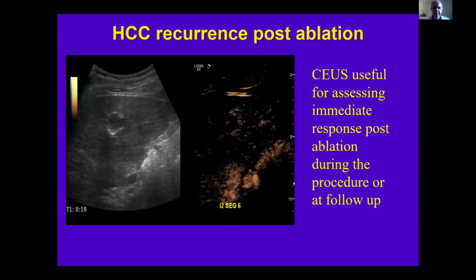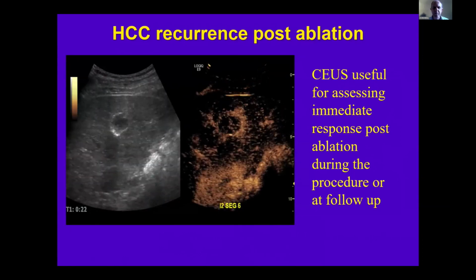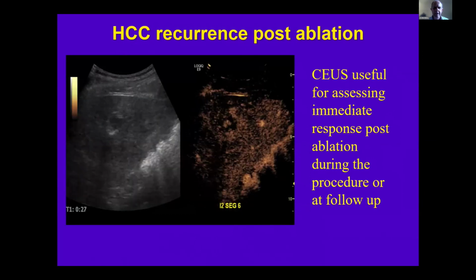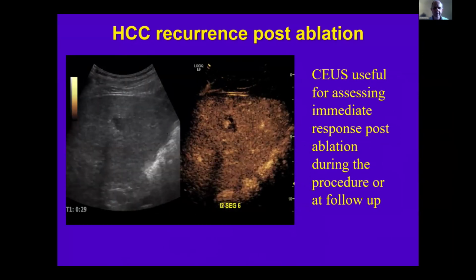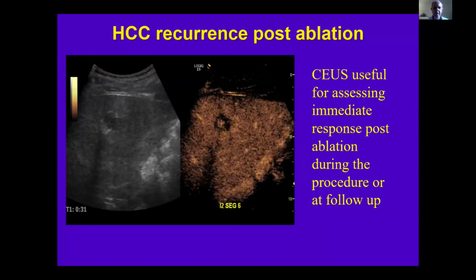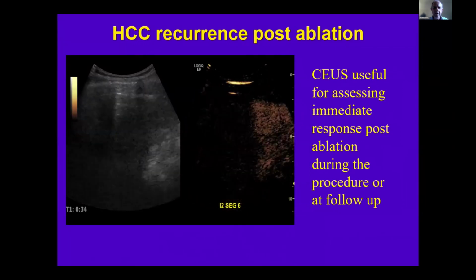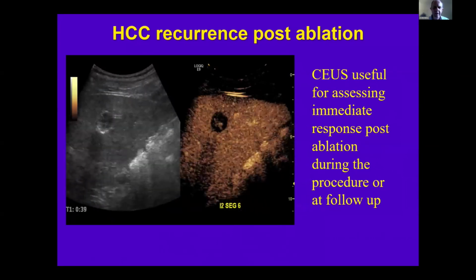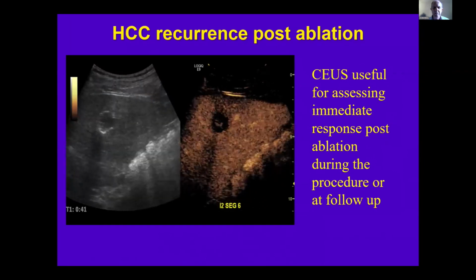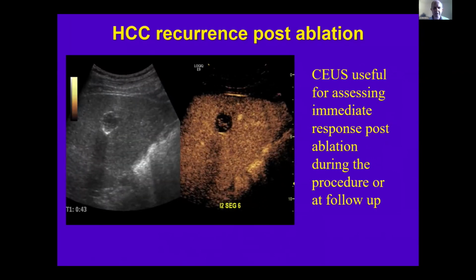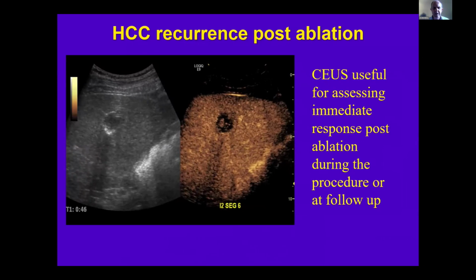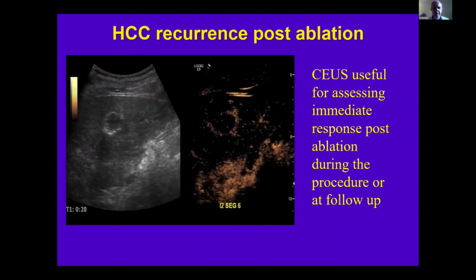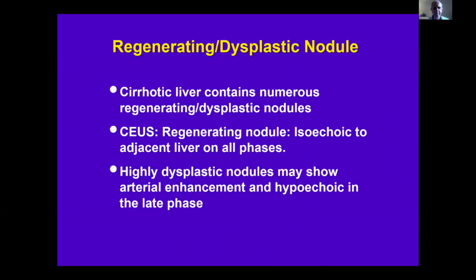Having treated your HCC, you can then follow it up. So this is a patient that's had an ablated HCC, and they've come back for follow-up. And now you can see that there's enhancement within the lesion, unfortunately. So this is recurrence within the lesion. So this technique can be done on the table immediately post-ablation or as a follow-up procedure. Again, this is going to be tricky to detect the recurrence on MR and CT, especially in these small lesions.